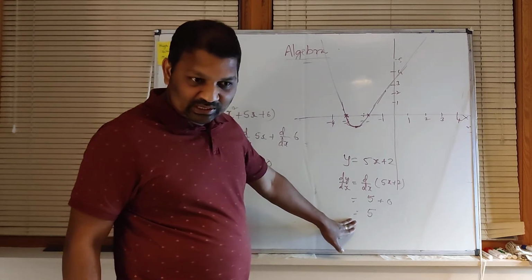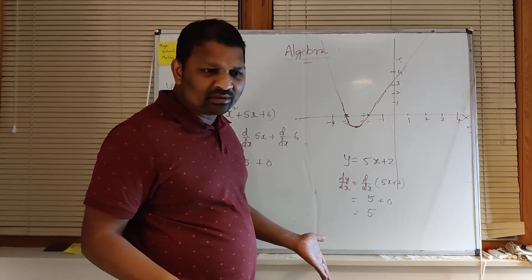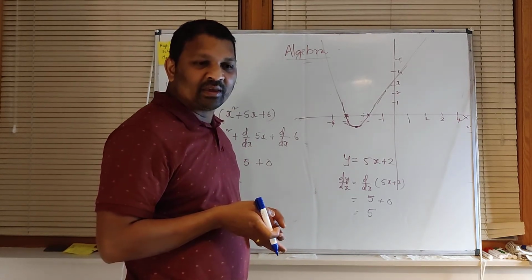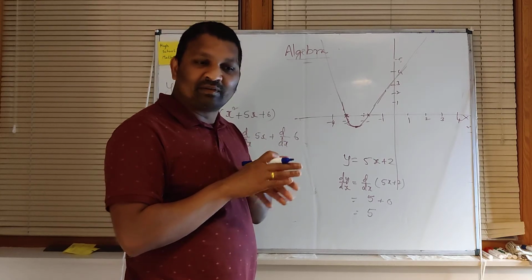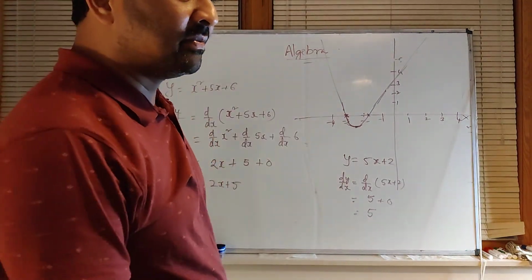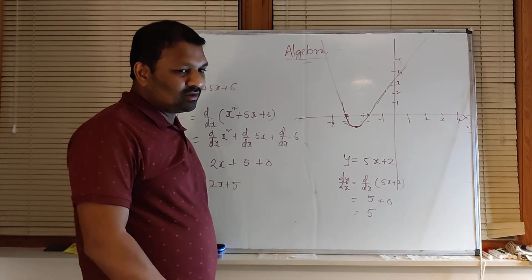Can I equate this to 0? What is the lowest point? I cannot equate 5 to 0. It will never be 0. That is why there is no lowest point. There is no turning point. It will never turn back. It will only go one way, all the way. It's not following a curved shape.